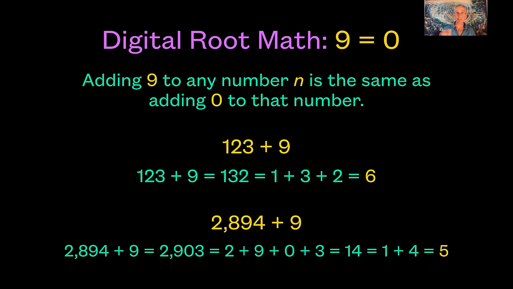If we take the second example of 2,894 and add 9 to that, we get the number 2,903. We add those digits together, we get 14. So we have to do one more iteration again. 1 plus 4 equals 5. That's our original root of 2,894. So again, remember 9 and 0 are the same number. And in fact, you could go so far as to say in digital root mathematics, there really is no number 0. Only the number 9 really exists in digital root mathematics.